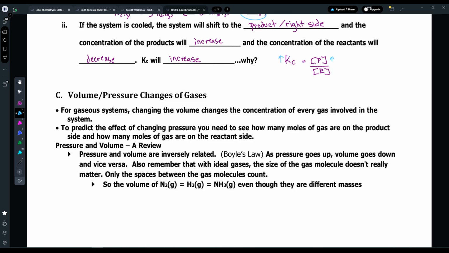Moving on to volume and pressure changes, keep in mind that that is going to affect gases. So for gaseous systems, changing the volume changes the concentration of every gas in the system. So to predict the effect of changing pressure, you need to see how many moles of gas are on the product side and how many are on the reactant side.